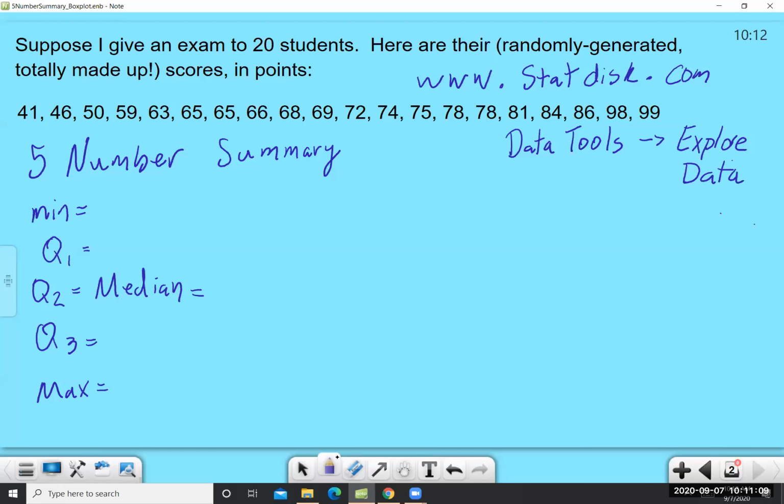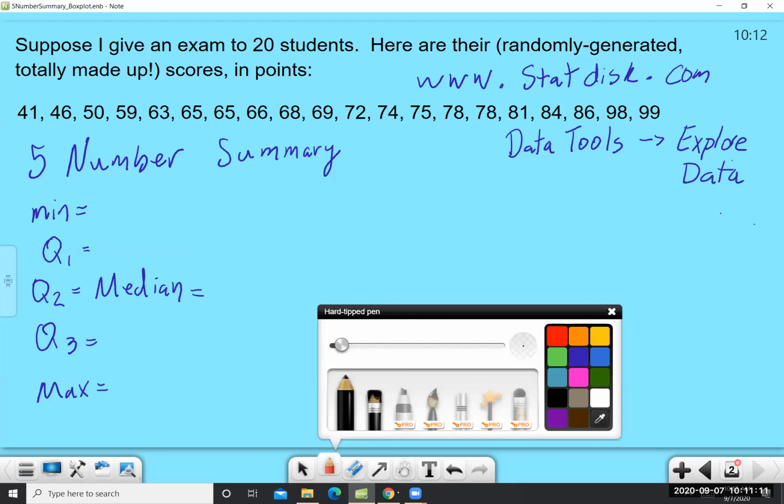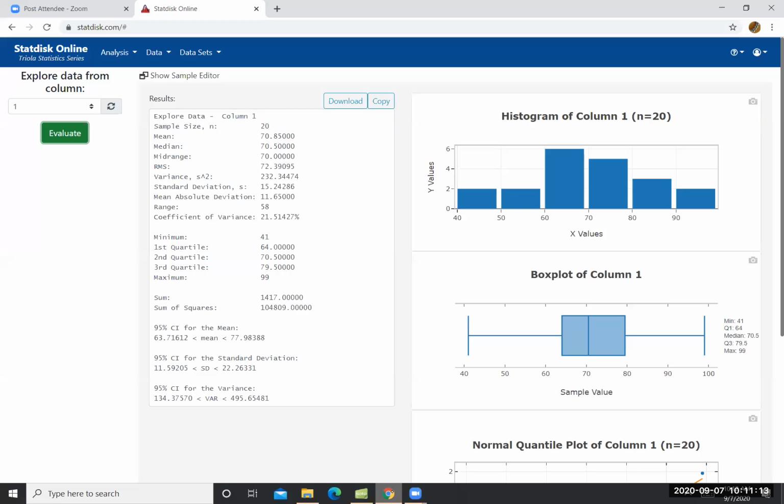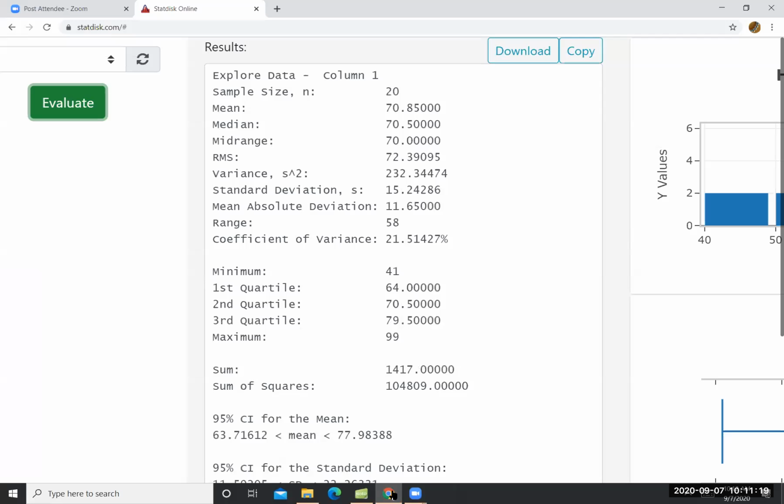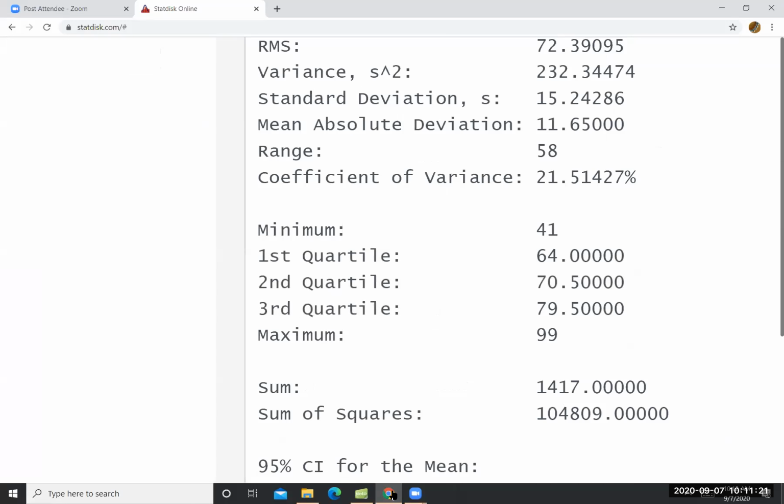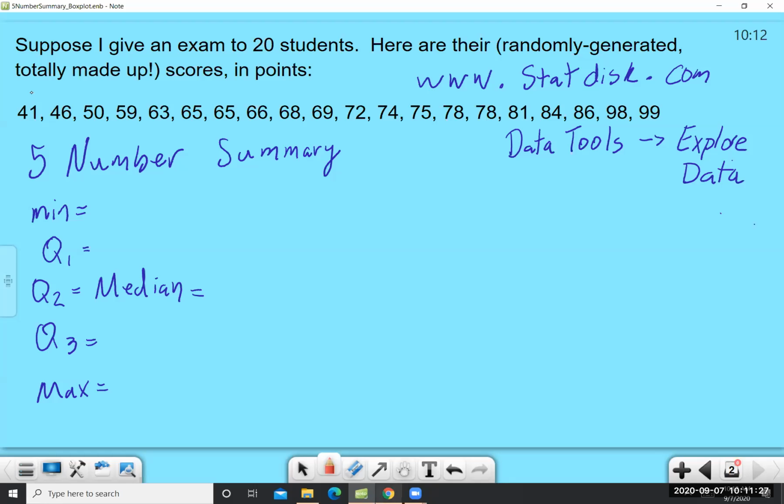So let's see the minimum. Let's go back to the list and see if we can find it. And right in the middle is this 5-number summary: minimum, first quartile, second quartile, third quartile, maximum. So my minimum is 41. That's the smallest number in the data set, and we can see that is true. There you go, 41 is the smallest number. So min is 41. And remember the units here are points, scores in points. So 41 points is my minimum.